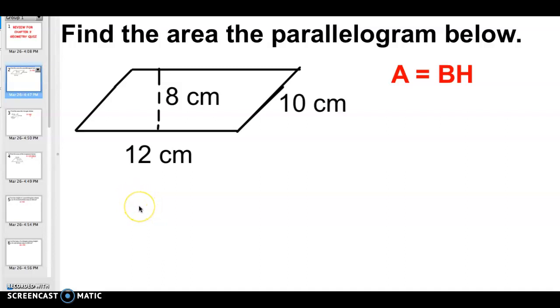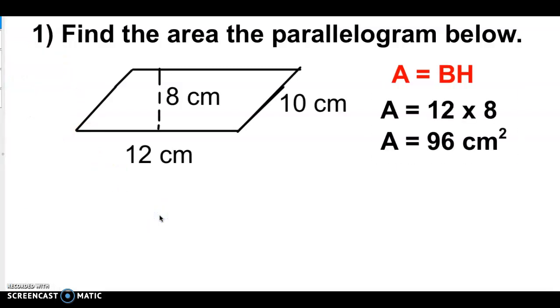Okay, so here is a problem where I want you to find the area of this parallelogram. What I would like you to do is pause the video and find the area of this parallelogram. When you hit play, you will see the answer appear. Okay, so here's the answer.